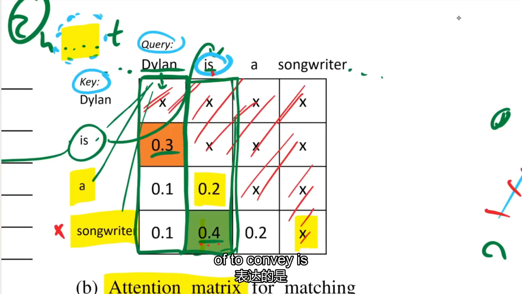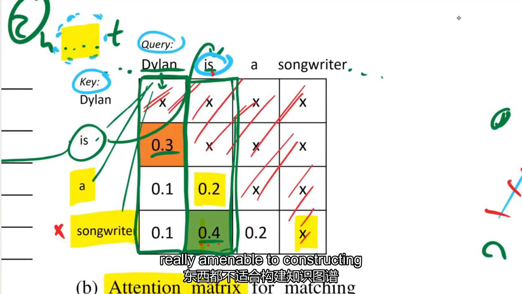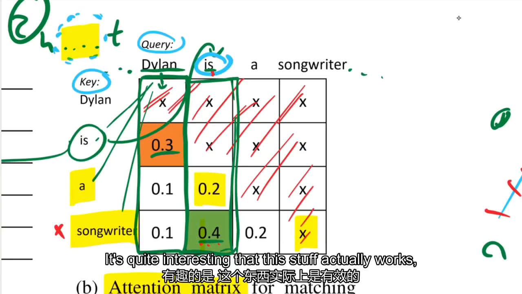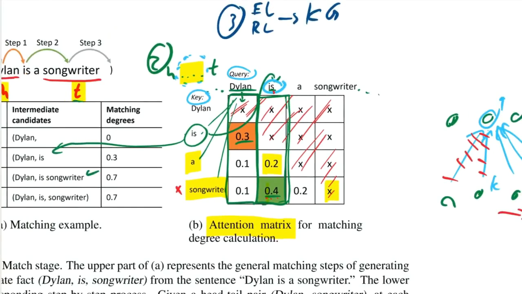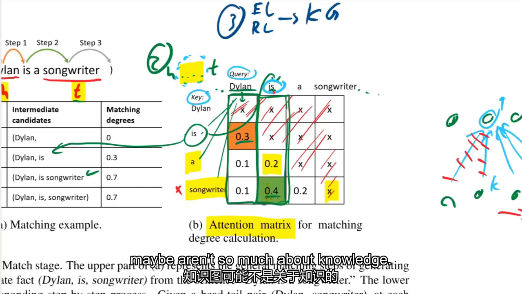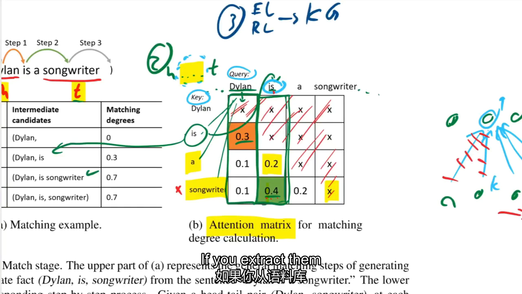I think there are interpretations probably for both of these methods, but what I want to convey is that none of these things are really amenable to constructing a knowledge graph. It's quite interesting that this stuff actually works, because all it asks is how well one word informs about the presence of, or how well one word can predict, another word. And from that information, we construct this knowledge graph, which probably is a testament to the fact that knowledge graphs maybe aren't so much about knowledge if you extract them from a corpus, but more about grammar.